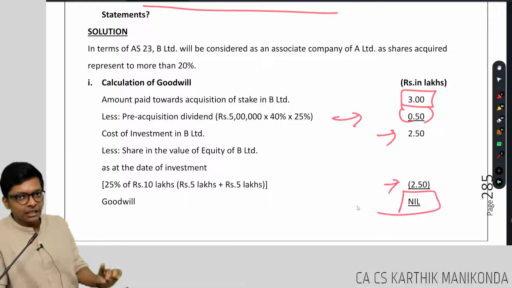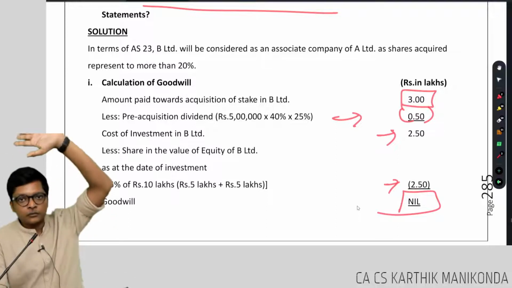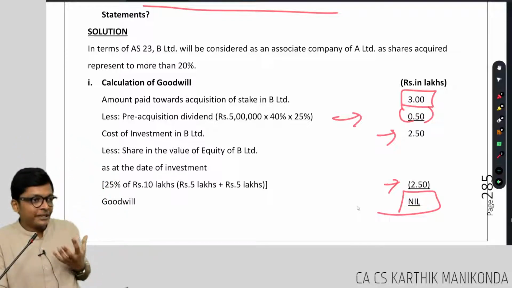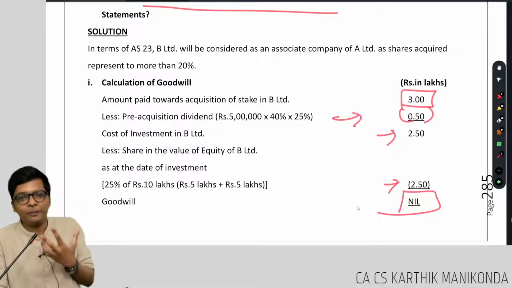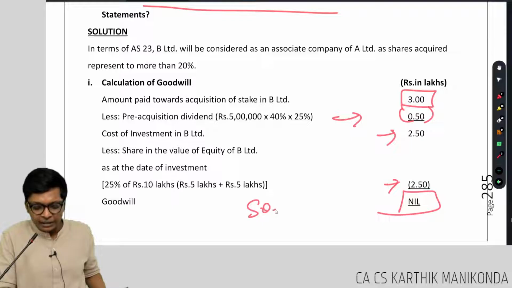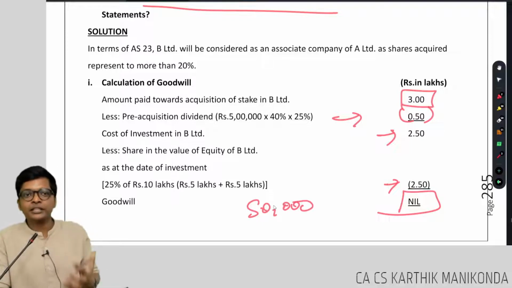Goodwill is nil. How many of you got nil? Good job. How many of you got 50,000 rupees? Come on, guys, pre-acquisition dividend. I've told you many times you cannot panic and stress. I asked you to solve because I know half of you will write goodwill as 50,000. You didn't read the question.